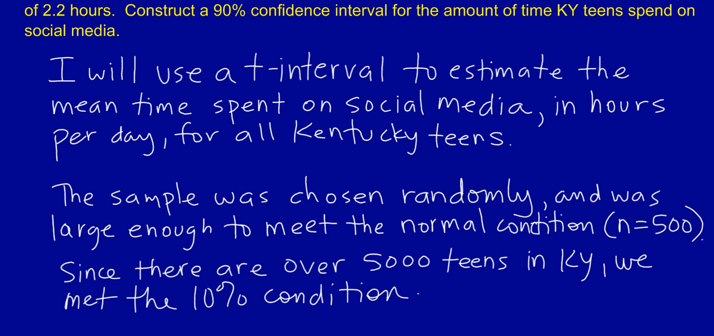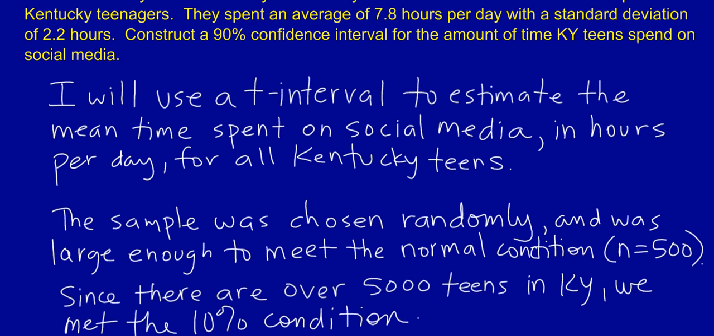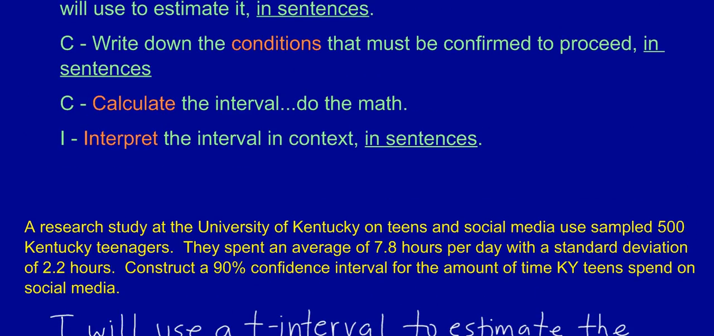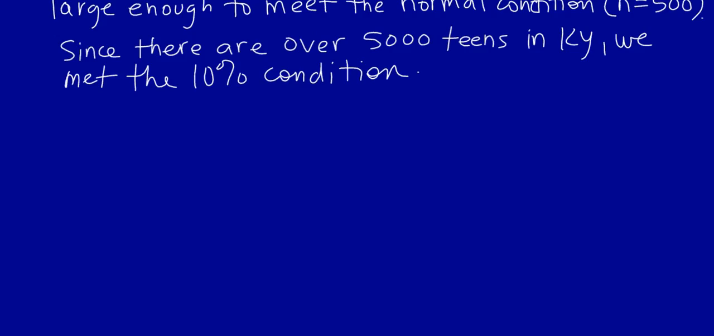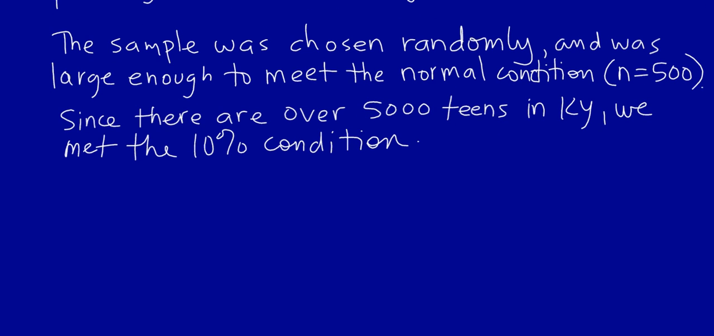Don't just write random check, normal check, independent check. Explain why those things were met in a sentence, maybe better than mine. Anyway, conditions are met. So we have PICZI. We are to the calculations part. All right, so really, the math becomes a relatively small amount of the work you need to do.